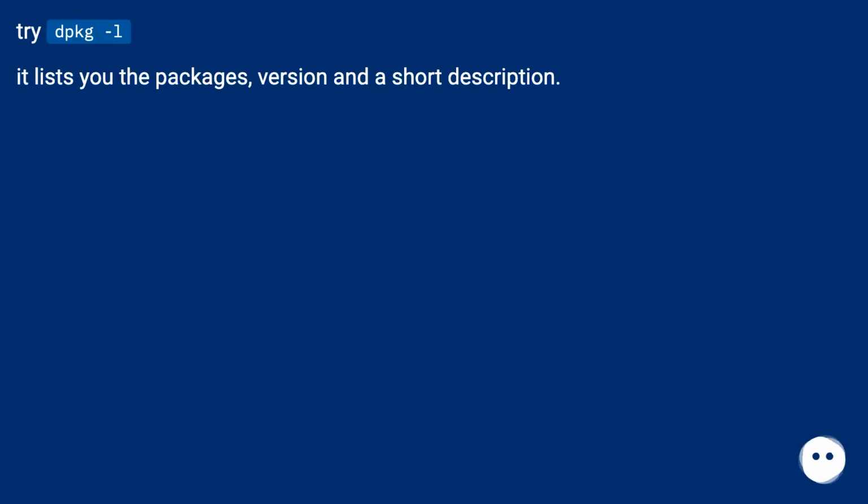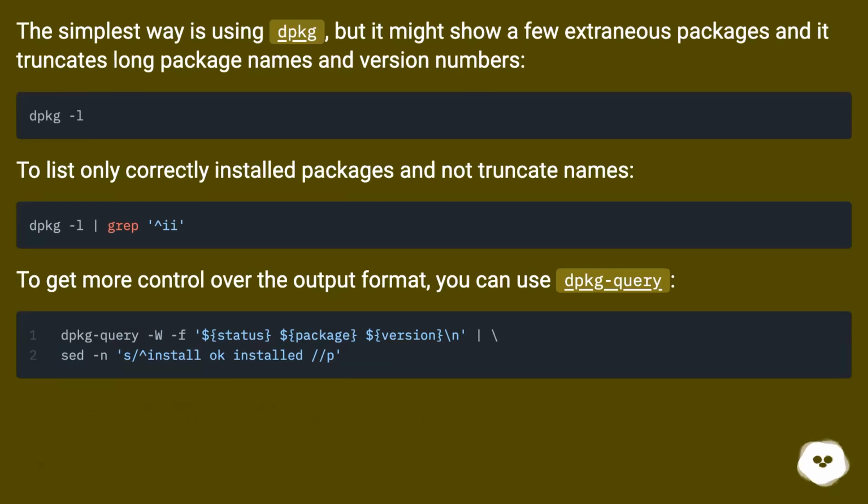Try dpkg -l. It lists the packages, version and a short description. The simplest way is using dpkg, but it might show a few extraneous packages and it truncates long package names and version numbers. To list only correctly installed packages and not truncate names, to get more control over the output format, you can use dpkg-query.